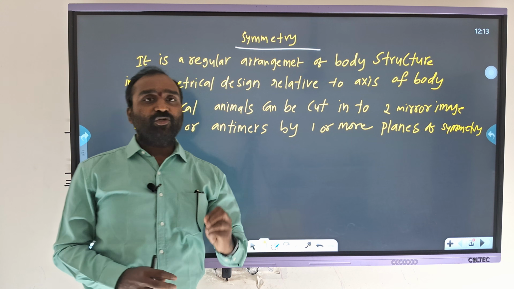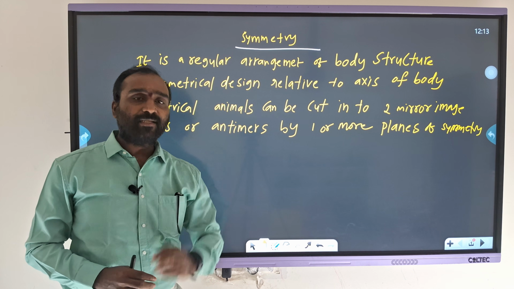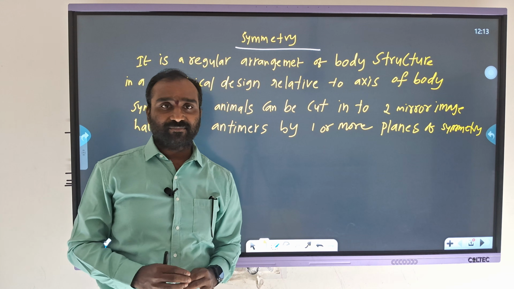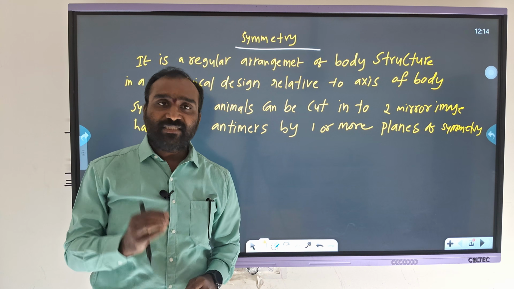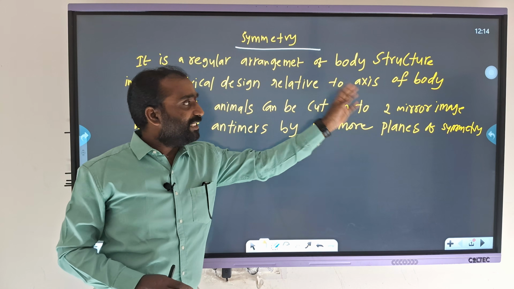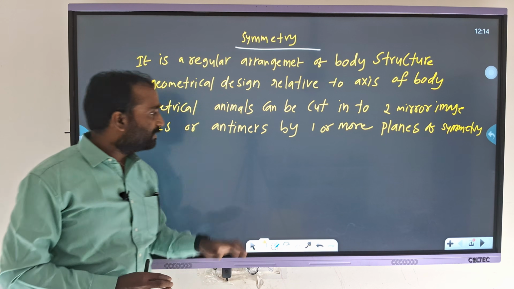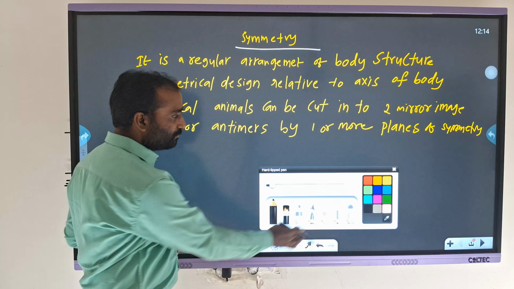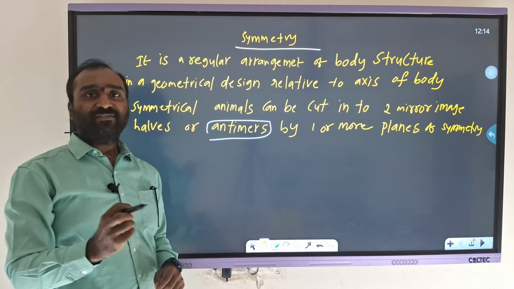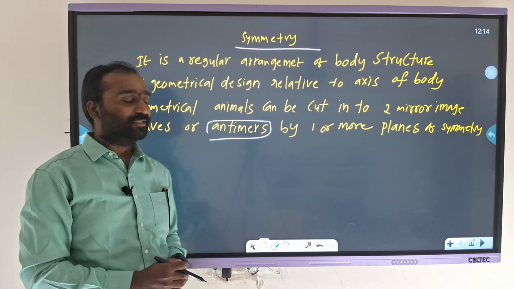Clear? When do we call an organism a symmetrical organism or symmetrical animal? When the organism has symmetry, that animal is called a symmetrical animal. Symmetrical animals can be cut into equal mirror image halves, and those are called antimers. And what do you mean by antimer? An antimer is a dividing half from the symmetry.